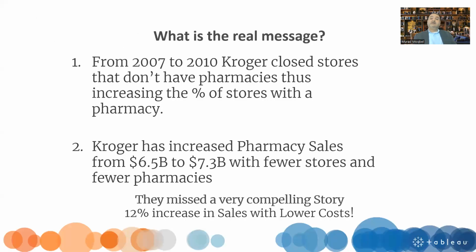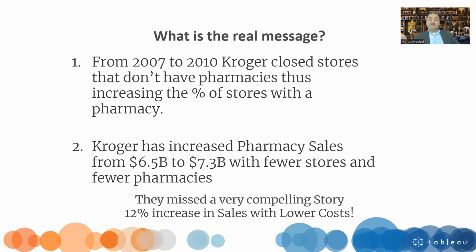So again here, what is the real message from those graphs? From 2007 to 2010, Kroger closed stores that don't have pharmacies, which is why there has been an increase in the percentage of stores with pharmacy, right? Second, Kroger has increased the pharmacy sales from 6.5 billion to 7.3 billion with fewer stores and fewer pharmacies.